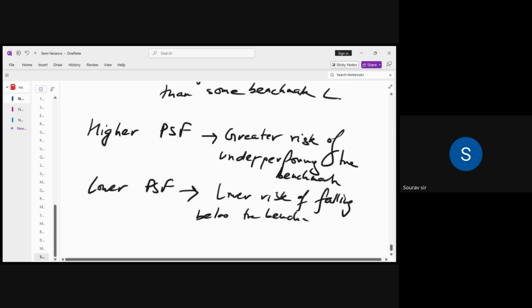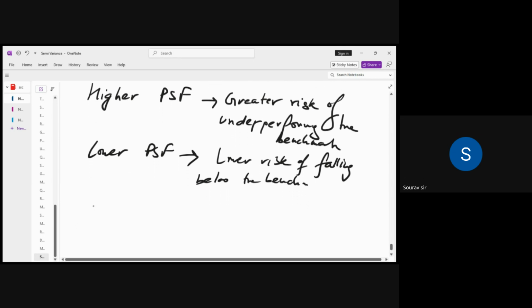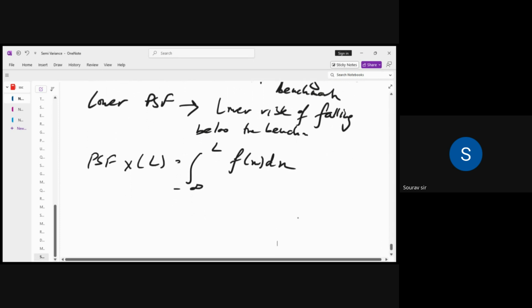So what is PSF in a continuous distribution? PSF of X, L in a continuous distribution is the integral of f of x dx, where f of x is the PDF of the return X.